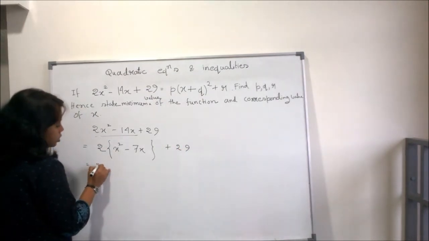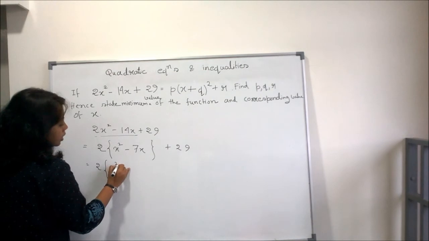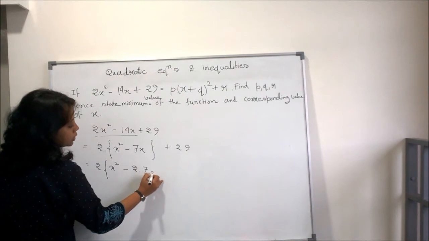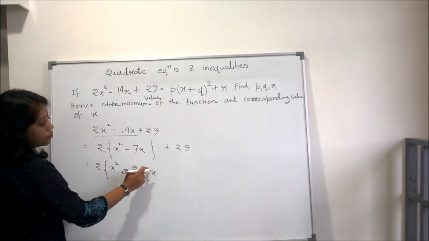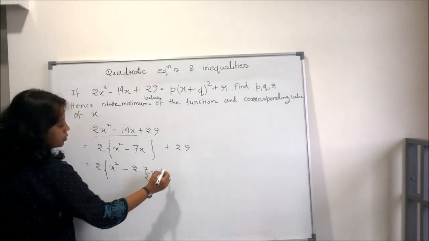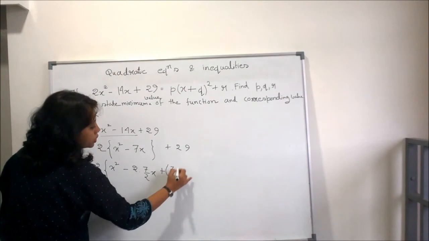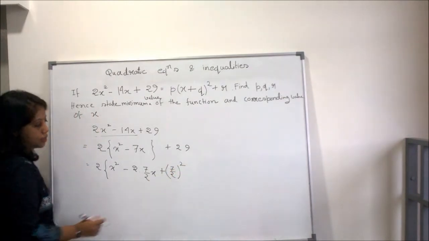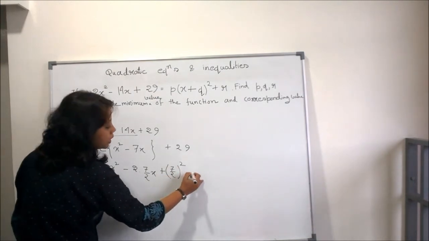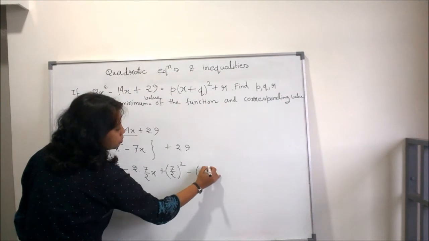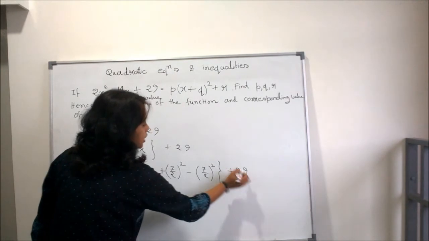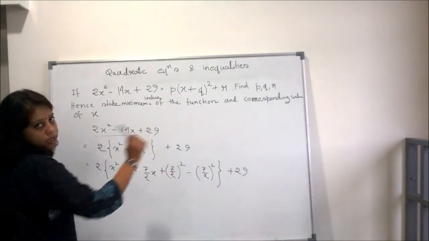Okay, so here x², we can write it as minus 2 into 7 by 2 x. We can write it, 2 and 2 cancel, we are left with 7x. So from here we can write (7/2)². We are writing it; as we have taken it extra, we have to subtract it also. So minus (7/2)², plus 29. We just add it and subtract.